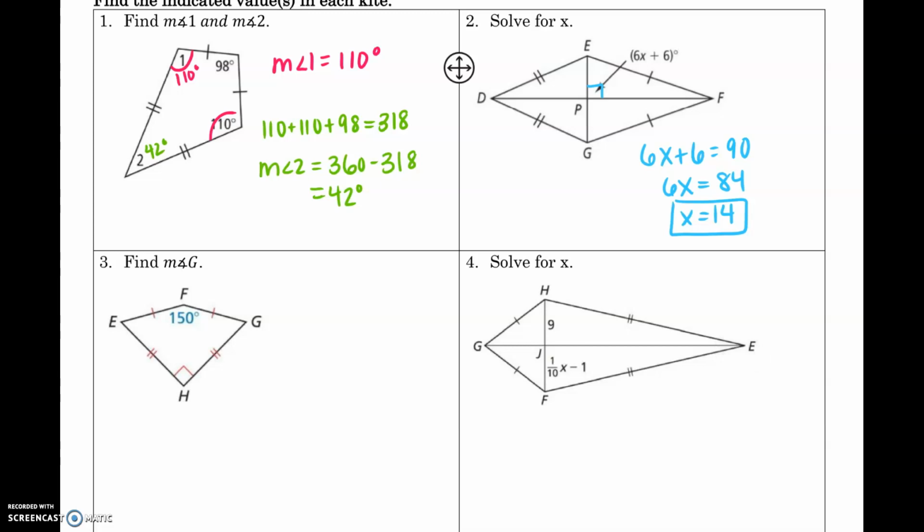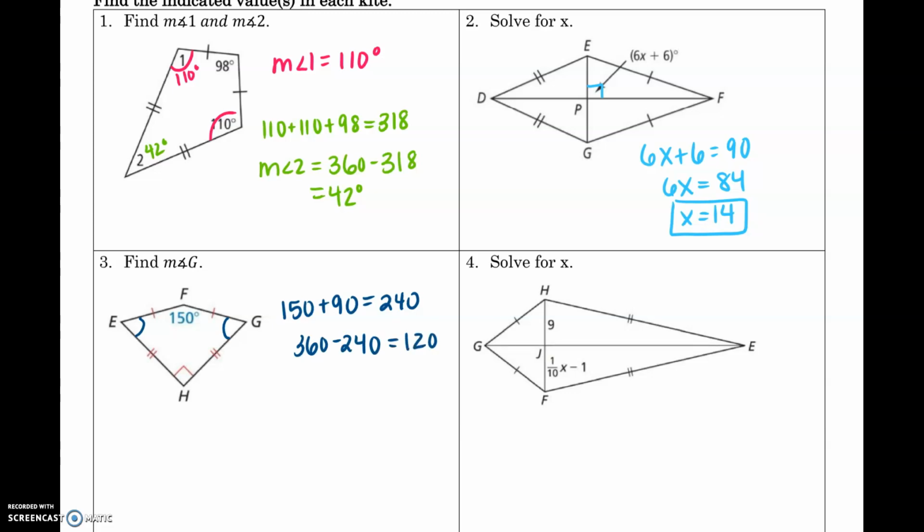For example 3, we want to find the measure of angle G. Again, we know that opposite angles between non-congruent sides are congruent. So angle E and angle G are congruent in this case. To solve for one of them, we first have to solve for the sum of the two. So we can add 150 and 90, which is equal to 240. We know that all four angles must add up to 360. So we can do 360 minus 240, and we get 120 degrees.